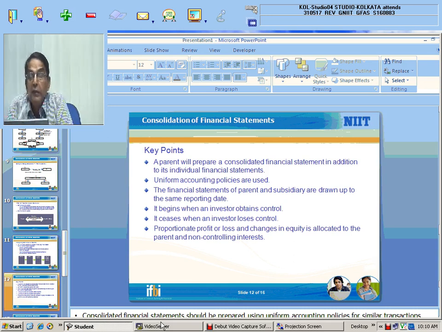Consolidation should begin when an investor obtains control. So we will consider only the period when the investor has obtained control. If the control is for only one day, we'll talk about the performance of the subsidiary company for one day only. Supposing a company A acquires another company B on 31st December, that is the reporting date. We'll have to take into account for consolidation of financial statements the performance of one day only of B to be consolidated into the group financial statements.